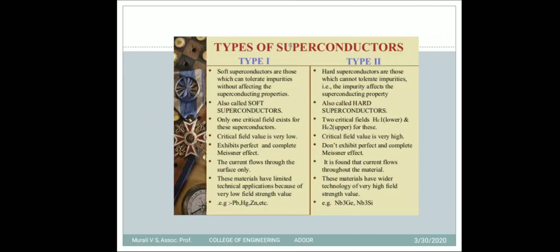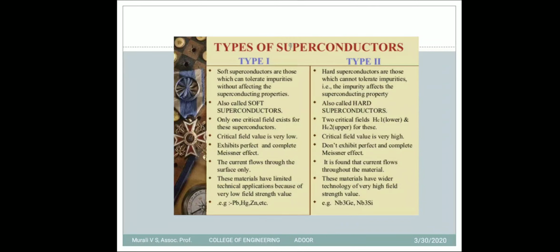The type 1 superconductor is called soft superconductor. Soft in the sense that only a low magnetic field is required to change it into the normal state. Whereas type 2 superconductors are called hard superconductors. That is, a large critical field is required to change it into its normal state.